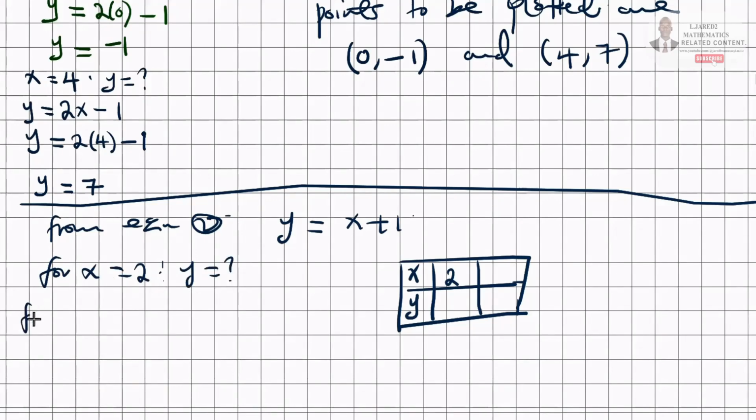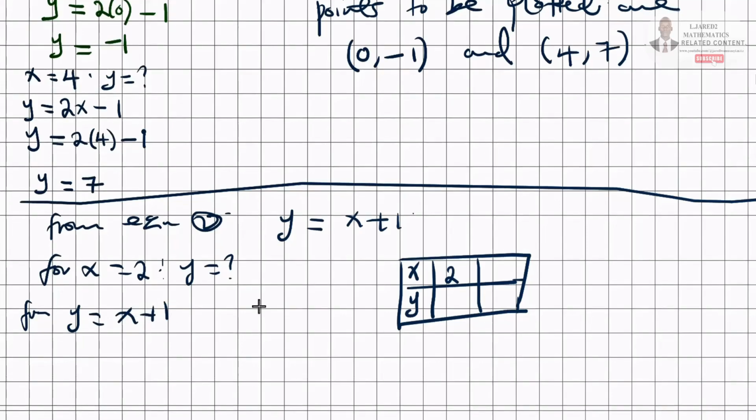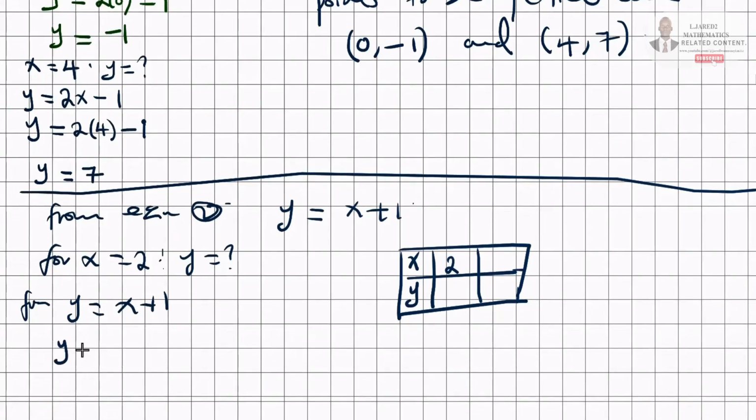So from y equals x plus 1, as we substitute in, we are going to have y equal to x, which is 2, plus 1, giving us our y value to be 3. So when x is 2, the y value is 3 according to equation 2.